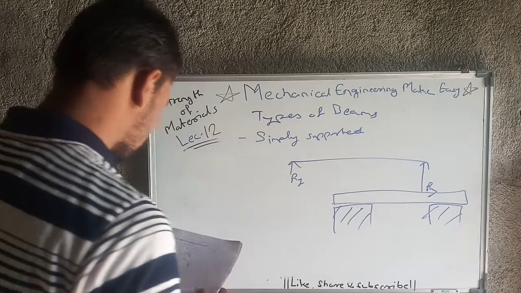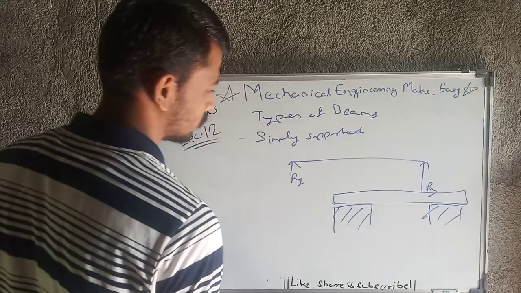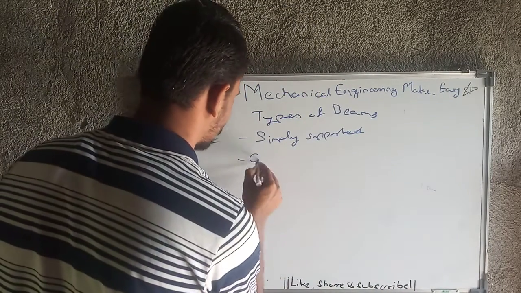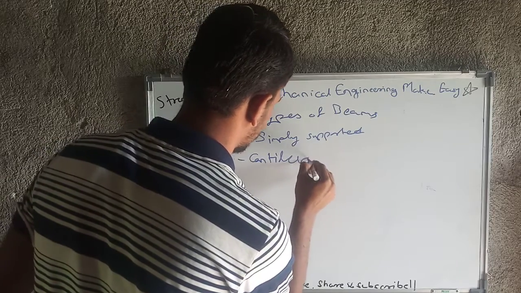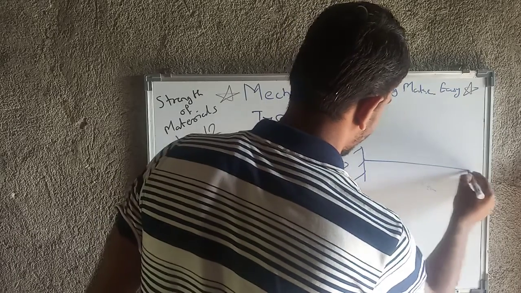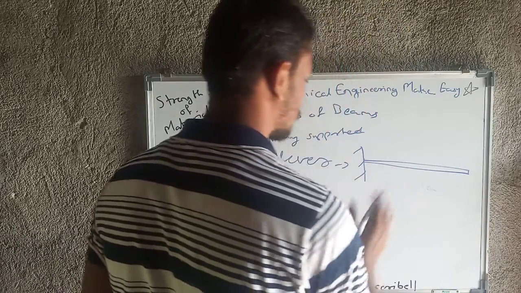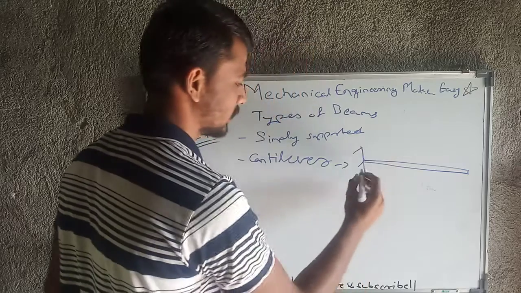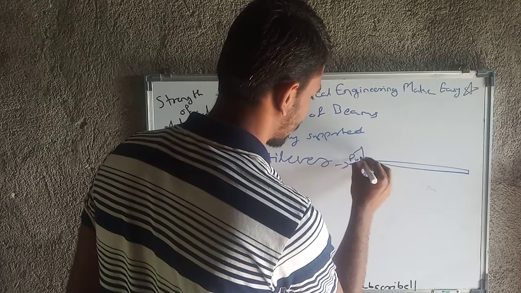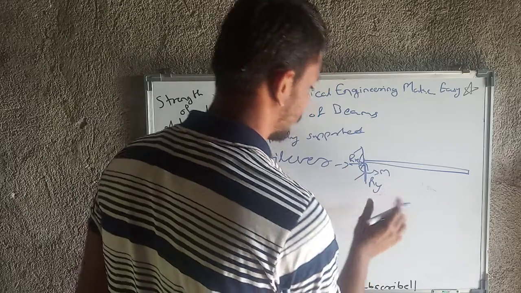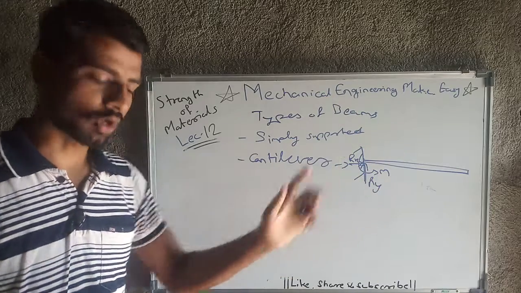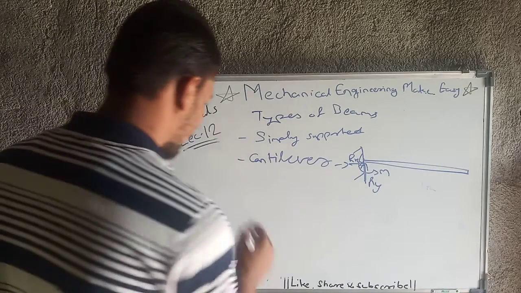Then we will look at another, that is the cantilever beam. A cantilever beam is fixed at one end and the other end is free. As there is a fixed support, three components of reaction will be there: Ry, Rx and moment. This is the case of the cantilever beam, where one end is fixed and the other end is free. Then next is the overhanging beam.